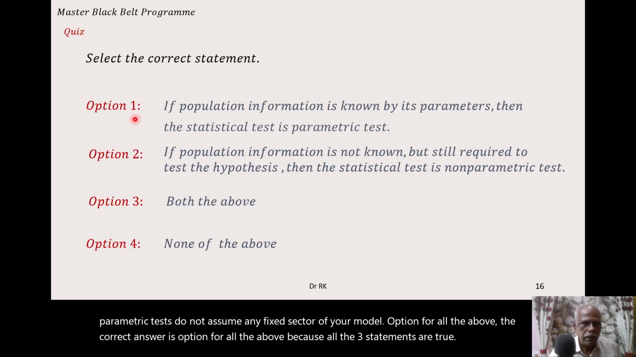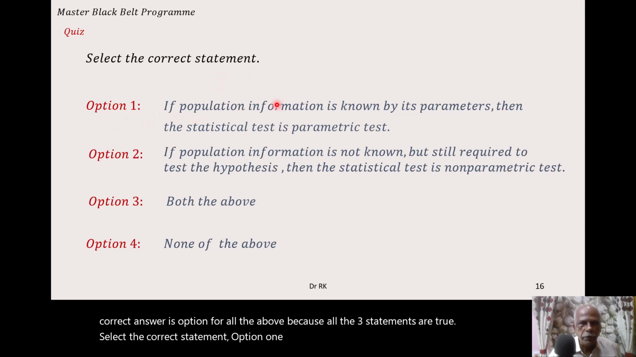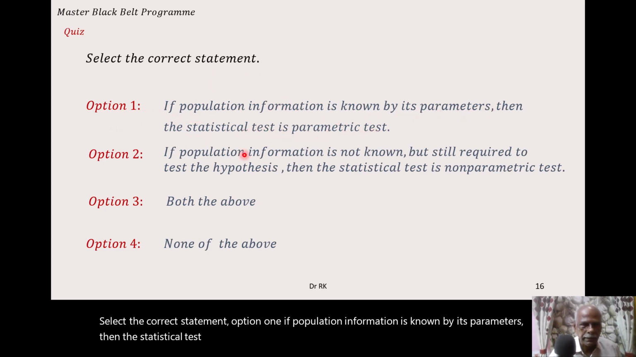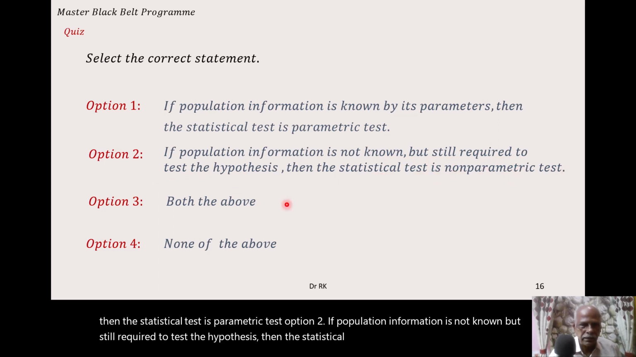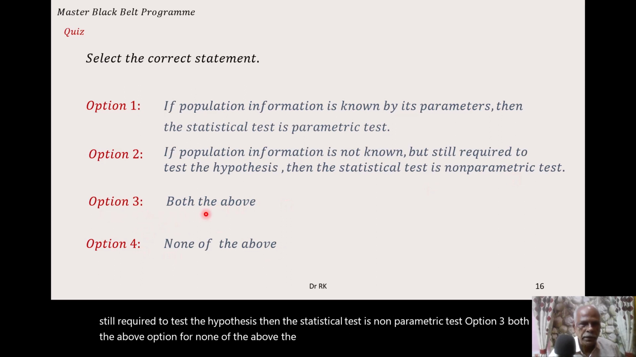Select the correct statement. Option 1, if population information is known by its parameters, then the statistical test is parametric test. Option 2, if population information is not known but still required to test the hypothesis, then the statistical test is non-parametric test. Option 3, both the above. Option 4, none of the above. The correct answer is option 3, both the above.